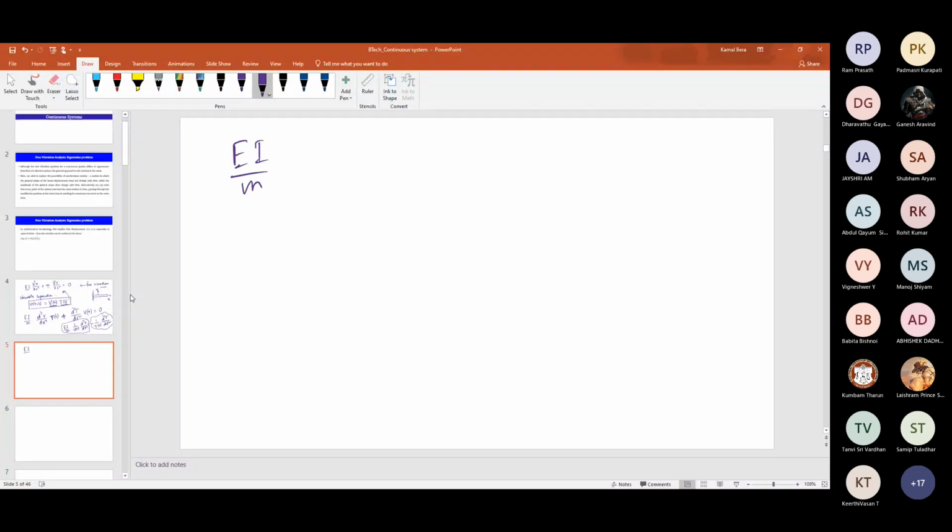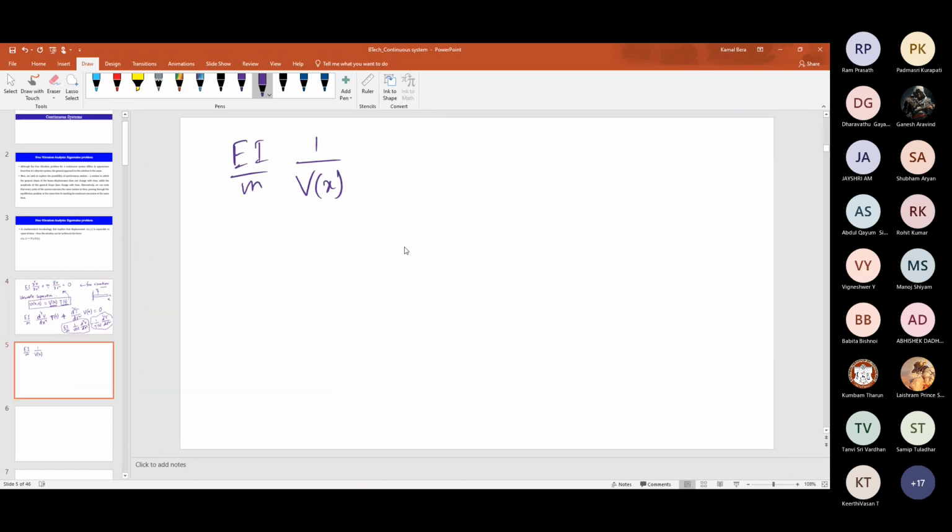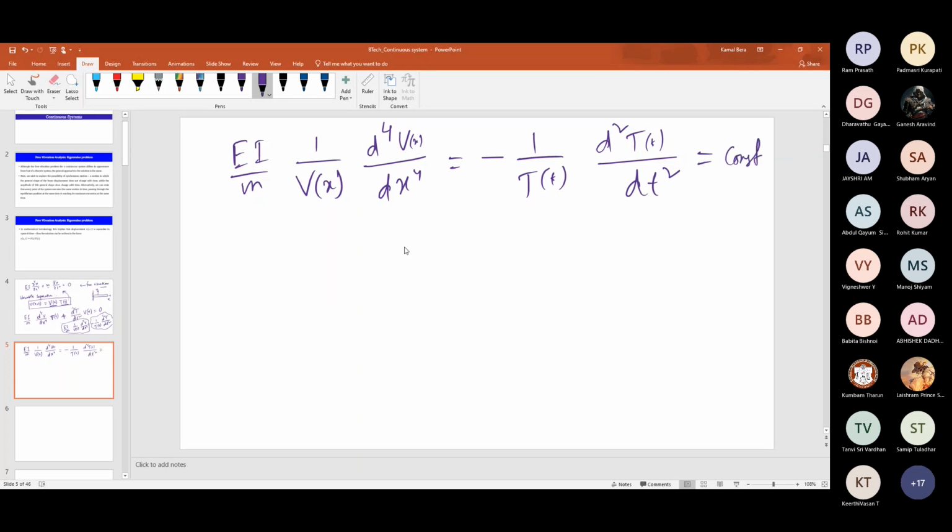So I can write EI by m, 1 by V of x. Don't confuse this V with the shear force or anything; you can use any other notation. Most probably I have used Y in my PPTs, which may be better, but that doesn't matter as long as you understood the thing. So d4 V of x divided by dx4 equals 1 by T, d2 T by dt2, which equals some constant, and that constant let us consider as omega square. Why am I considering omega square?